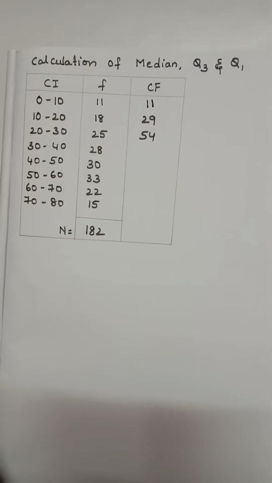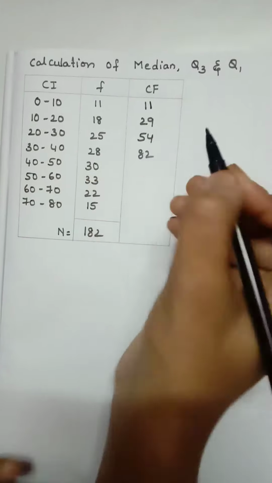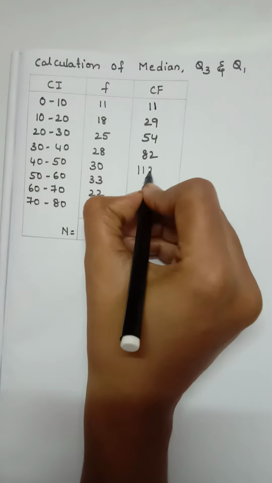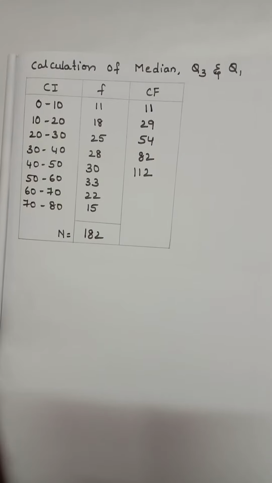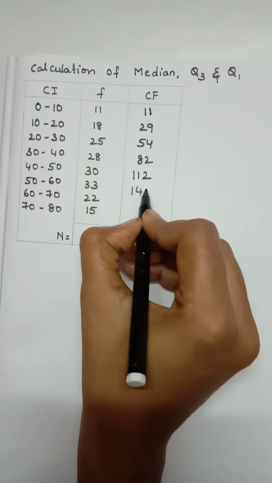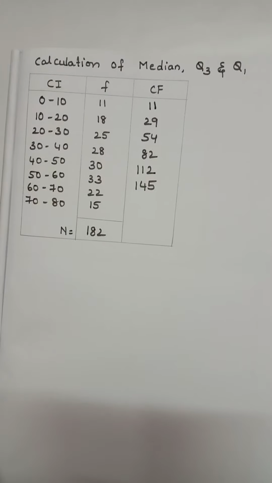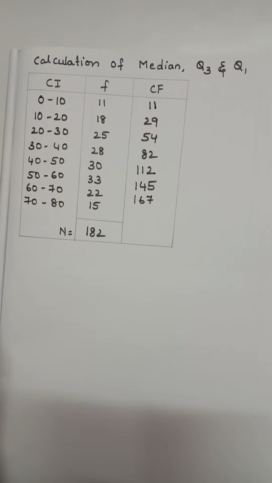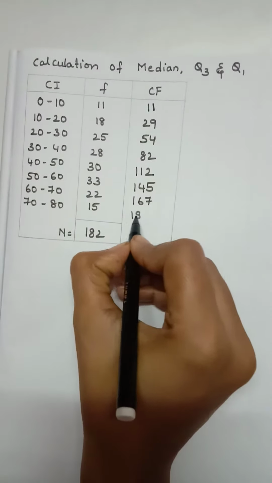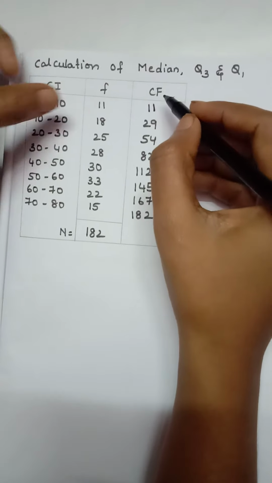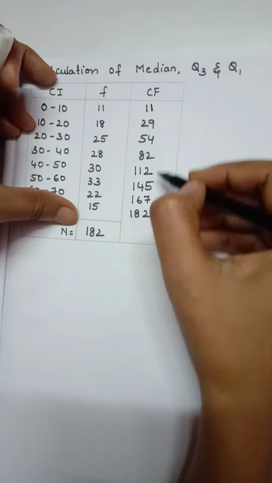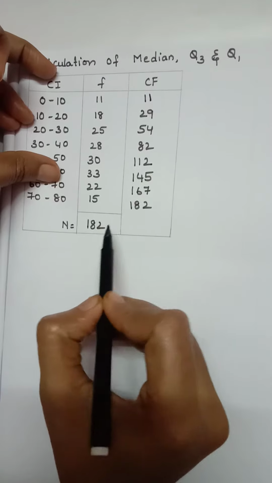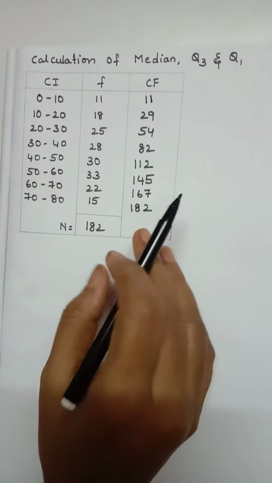54 plus 28 is 82. 82 plus 30 is 112. 112 plus 33 is 145. 145 plus 22 is 167. 167 plus 15 is 182. So cumulative frequency is nothing but adding upon the frequencies. Always remember that the last value of cumulative frequency and the n value have to be the same. This is the point you need to remember here.